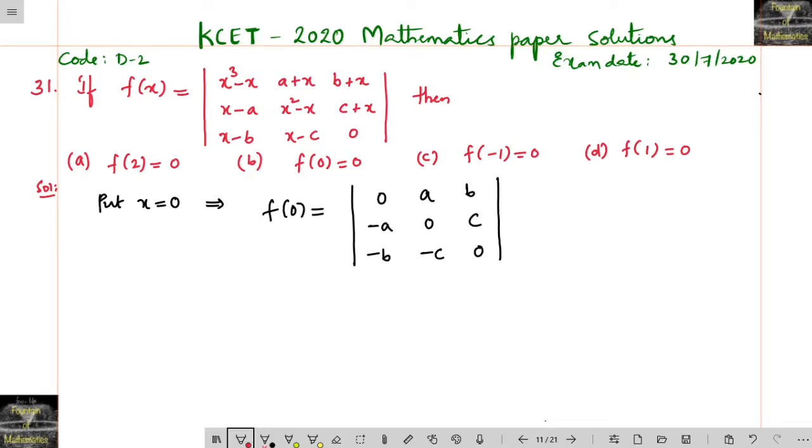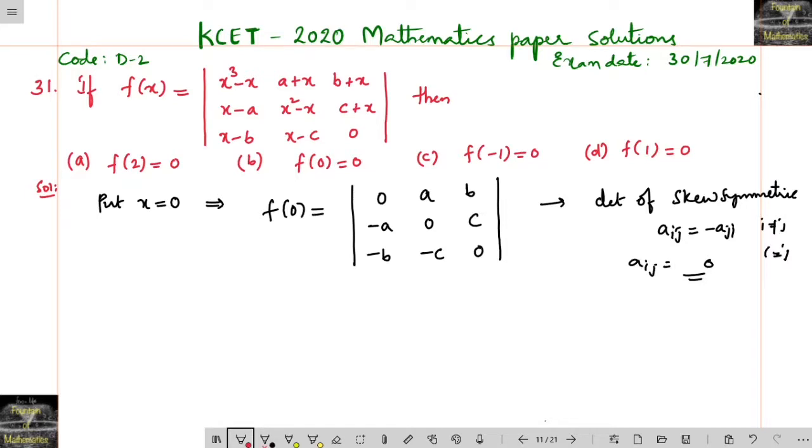And also we observed that this is a determinant of a skew symmetric matrix. We can observe the principal diagonal elements are zeros, and a and minus a, b and minus b, c and minus c, that is aij is equal to minus aji for i not equal to j, and for i equal to j, it is 0 elements. aij is equal to 0 for i equal to j.